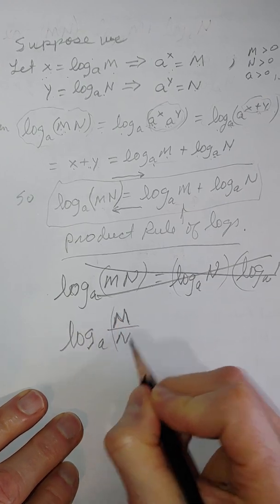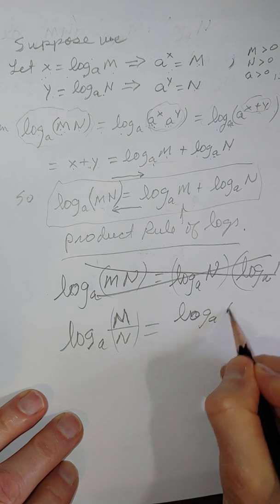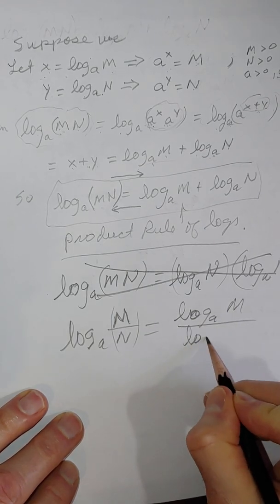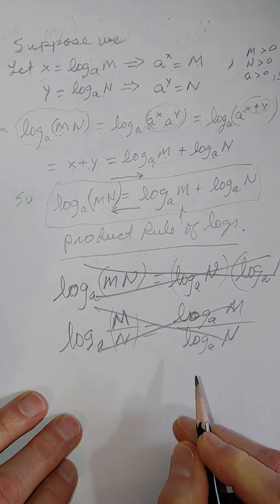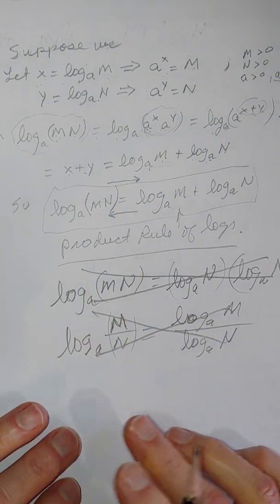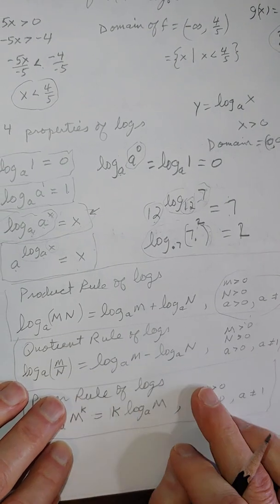If I have the log of m over n, sometimes students write this as log base a of m over log base a of n. Wrong. Don't do that. That is not true. Memorize it exactly the way it is.